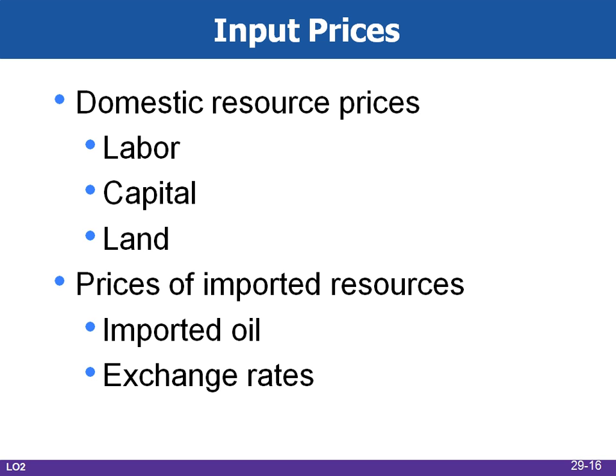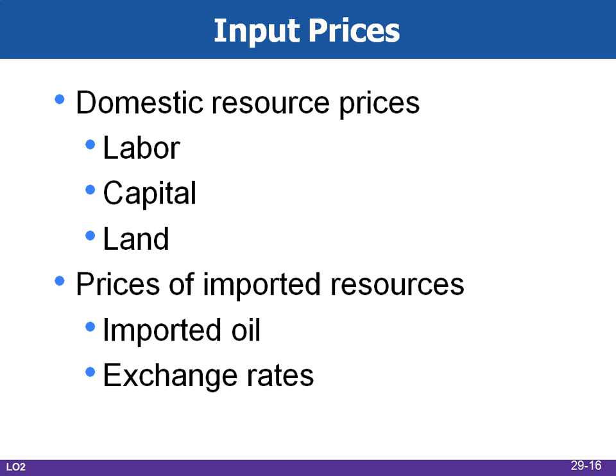A change in input prices, either domestic or imported resource prices, will impact aggregate supply. If the labor market experiences an increase in supply, which decreases wages, it reduces per unit production costs and increases aggregate supply. If the labor market saw a decrease in the supply of labor, say due to older workers retiring, wages would increase, per unit production costs would increase, and the aggregate supply would shift left.